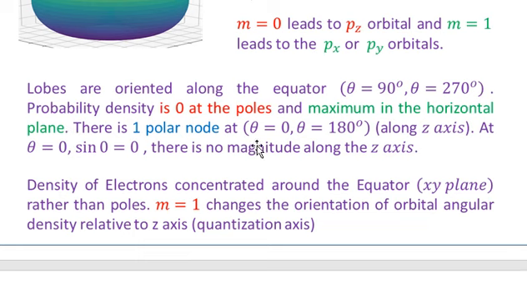There is one polar node at theta is equal to 0 or theta is equal to 180 degree along the z-axis, because along the z-axis the function has a 0 at theta is equal to 0, since sine theta is equal to 0. That is, there is no magnitude along the z direction. The density of the electrons is concentrated around the equator, that is on the equator in the xy plane, rather than at the poles.